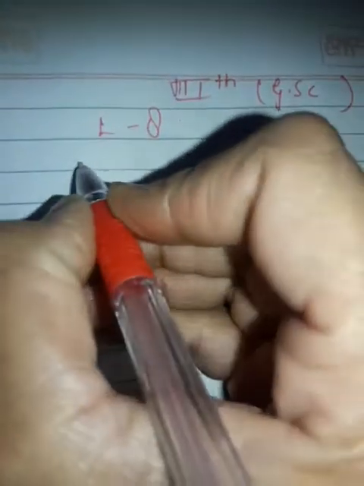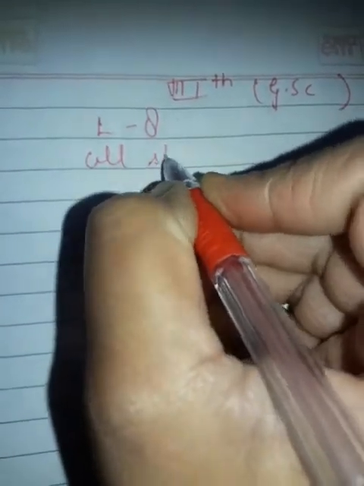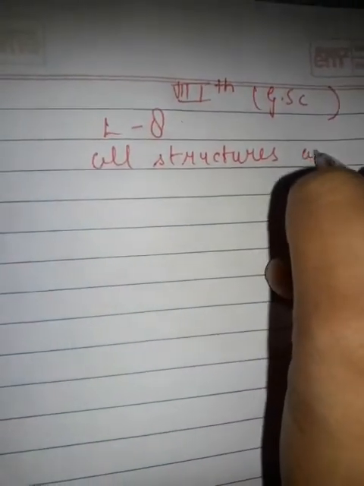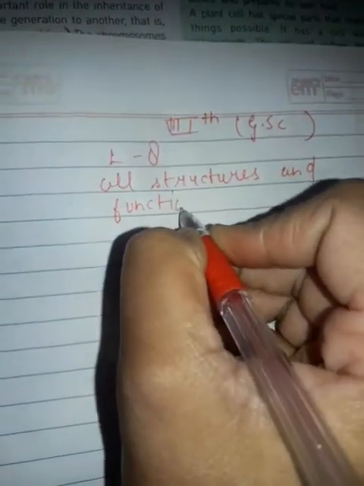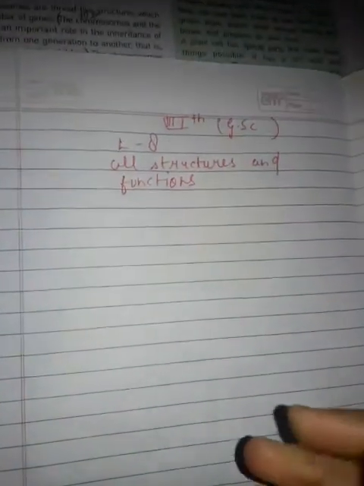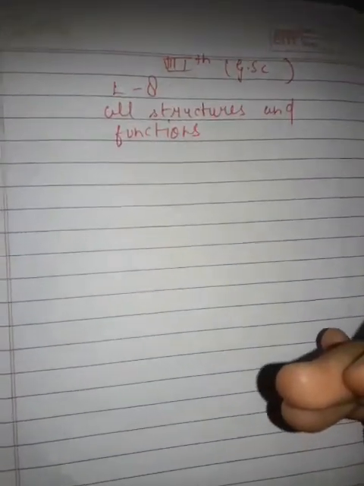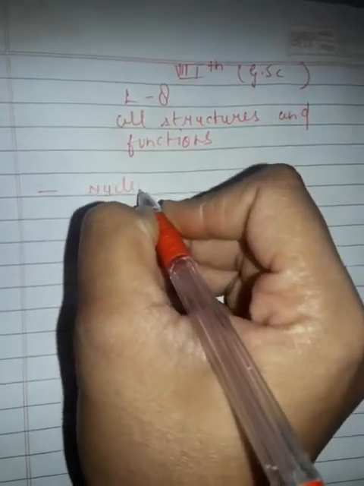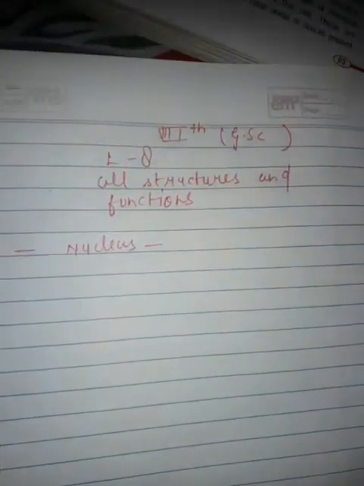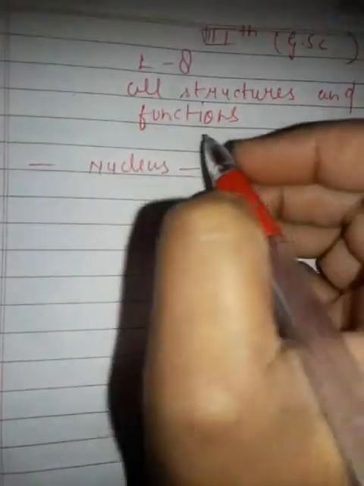Good morning, dear students. I am teaching lesson 8, cell structures and function. Yesterday I told you about the nucleus. I told you the nucleus is a spherical body and it consists of four parts.